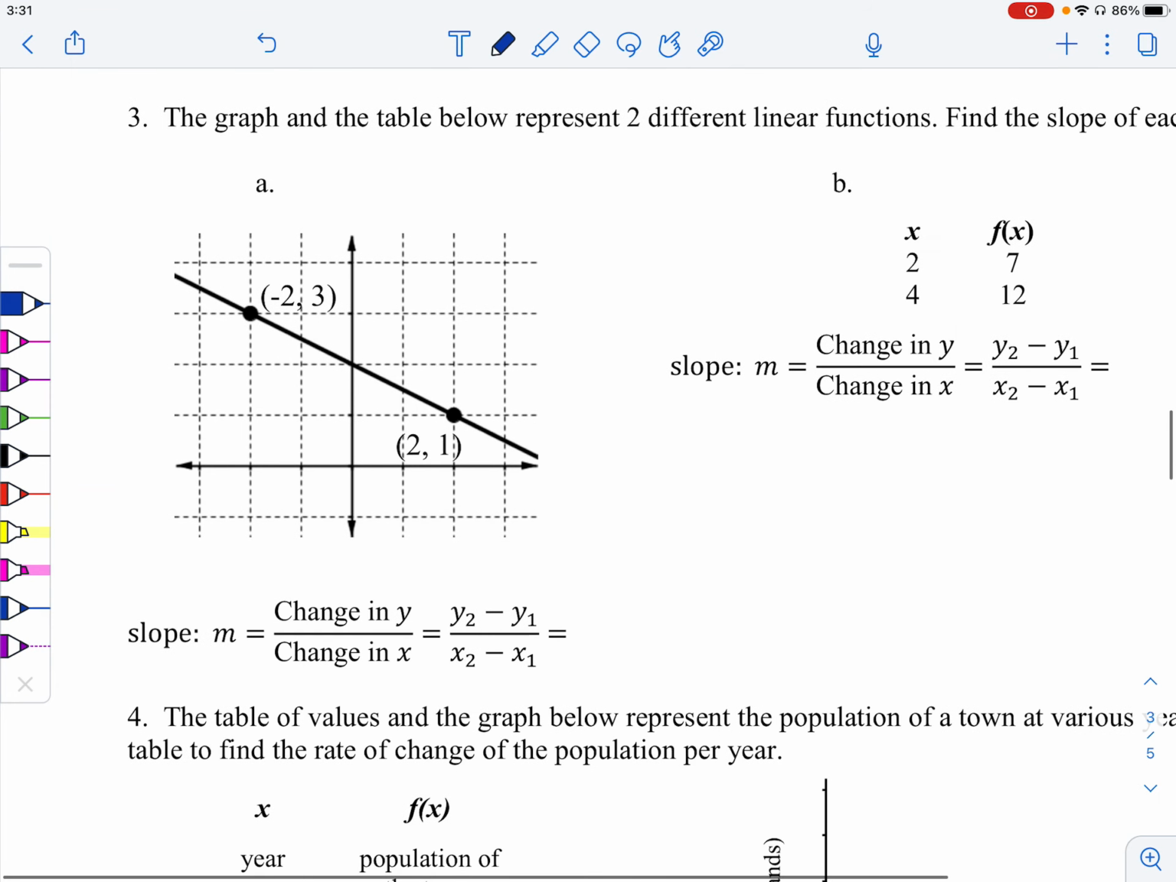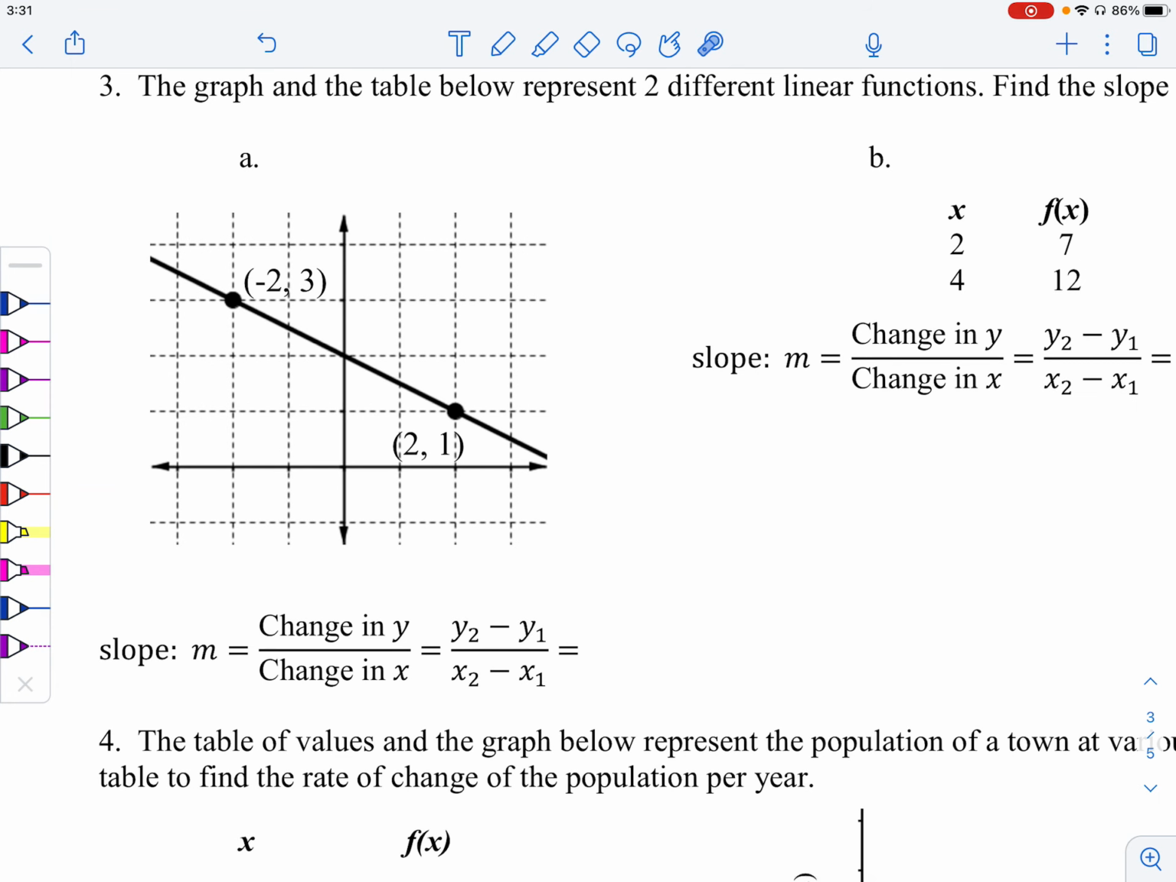Okay, given a graph, same thing. Given the graph, it gives you the points. Negative 2, 3, that's our ordered pair. And then 2, 1, that's another ordered pair. So given our 2 points, again, we can identify our x1, y1, and then our x2, y2, and do the same process.